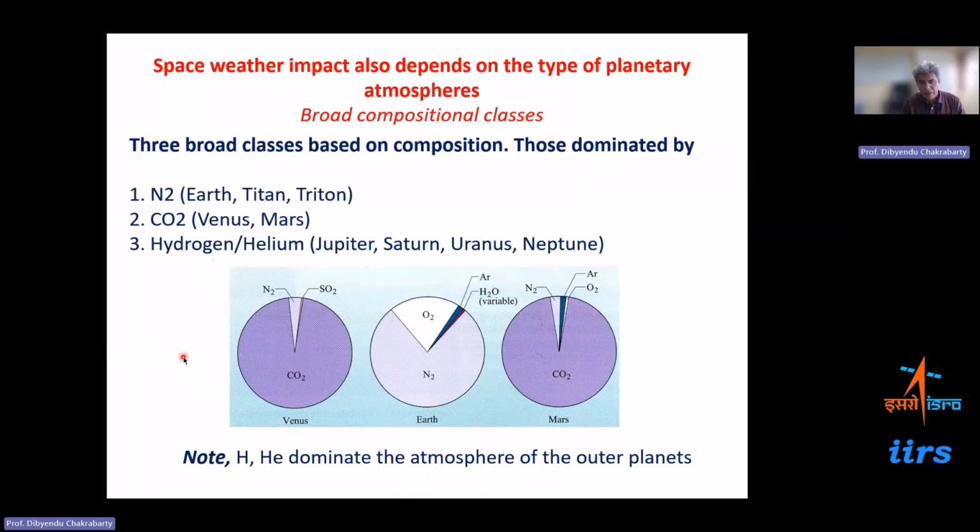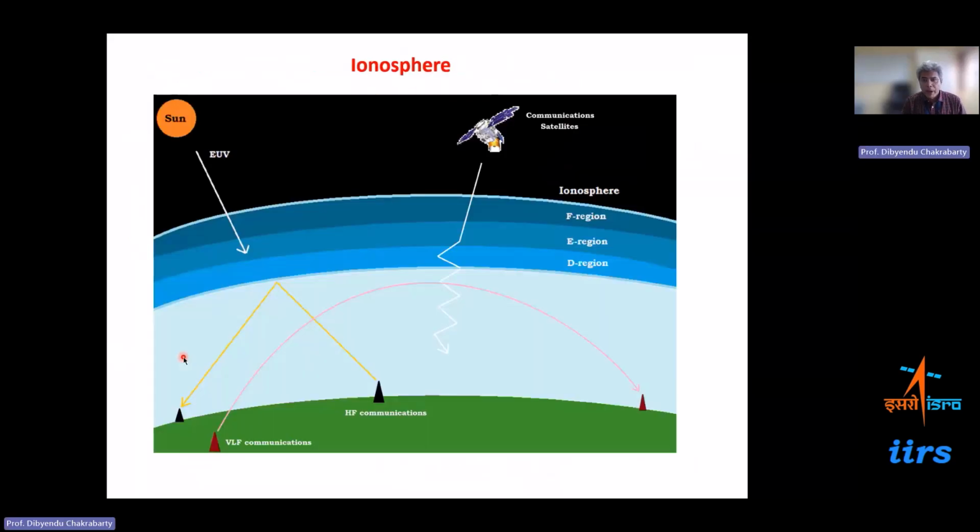That becomes a crucial factor to be considered when we want to assess the importance of space weather on any planet, let alone Earth. So the ionosphere, as I was telling, is the upper part of the atmosphere where sufficient charged particles exist, so that it affects radio propagation. There are different layers in the ionosphere, and because of solar disturbances, when the plasma becomes turbulent, it can affect VLF communication, HF communication, or any satellite communications as well.